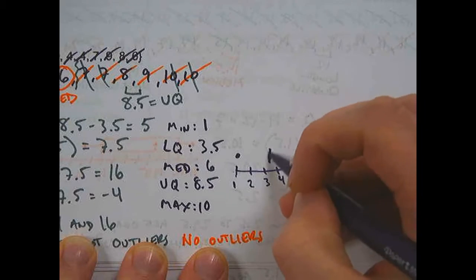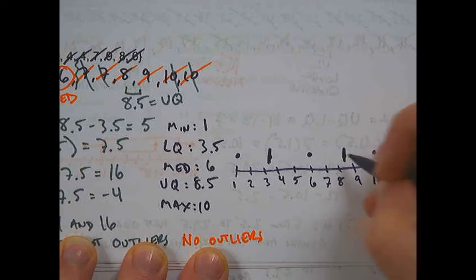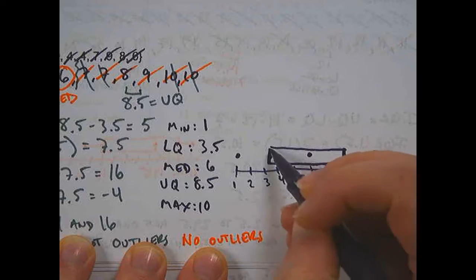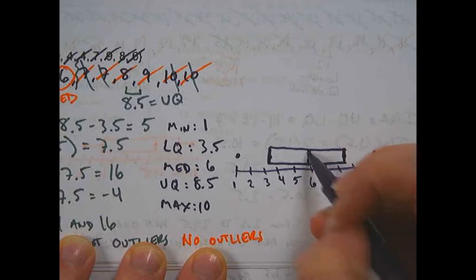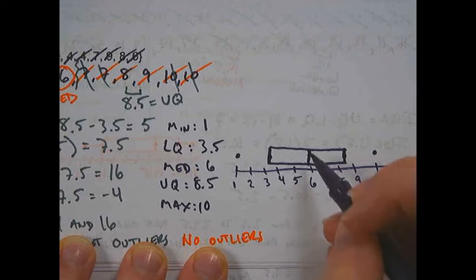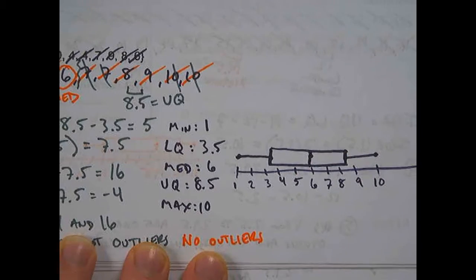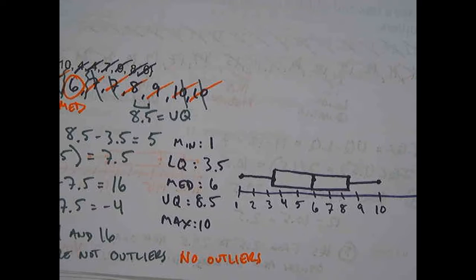Then we make our box, which goes from our lower quartile to our upper quartile. And then a line in the middle for the median at 6, and then our whiskers out to our maximum and our minimum. So there we go, there's our box and whisker plot, and we don't have any outliers, so we don't need any other dots on there.